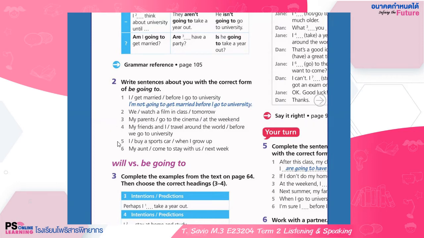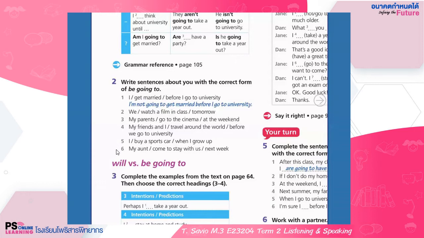Number 5. The sections are, I buy a sports car when I grow up. So the affirmative form will be, I'm going to buy a sports car when I grow up. Or the negative form would be, I'm not going to buy a sports car when I grow up.